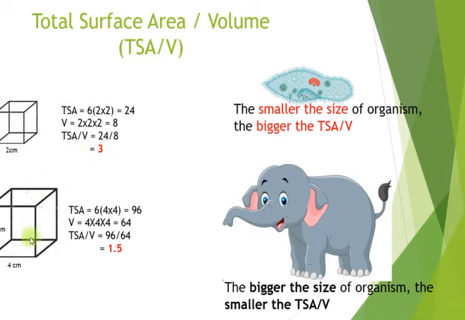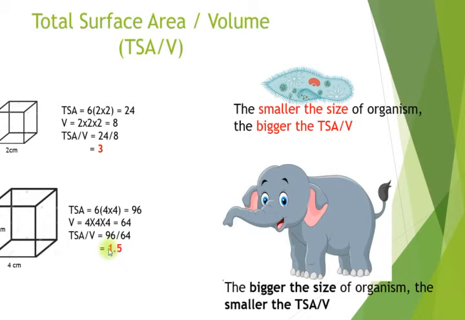Let's go to the second cube. For the second cube, the total surface area is 96. How did you get the 96? Here is the way to calculate that. And then you have to find out the volume, and you will get 64. Then we have to calculate the TSA per V. So TSA, total surface area, divided by the volume, so you will get 1.5.